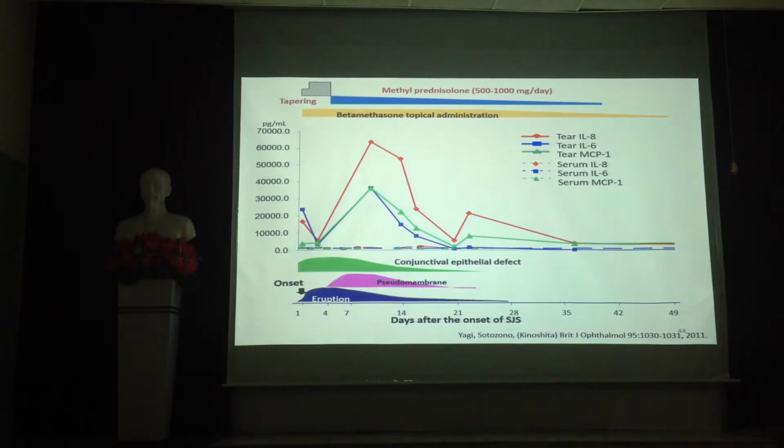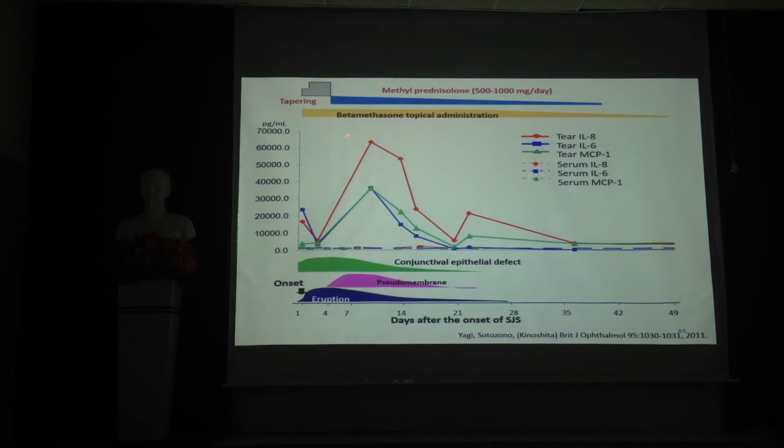The reason is, I have already mentioned to you, this is the data of the tear cytokine level. So this is the cytokine level of the serum, and here IL-8, IL-6, and MCP-1. These 3 cytokines and chemokines are induced. Well. So this is a cytokine storm. The cytokine storm kills the corneal and conjunctival epithelial stem cells.